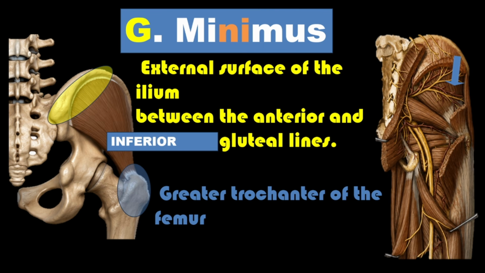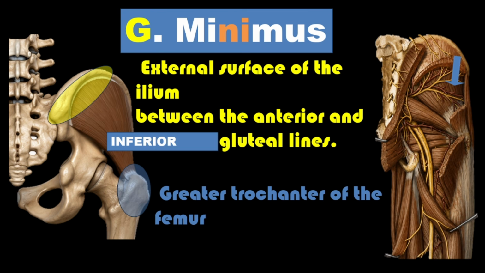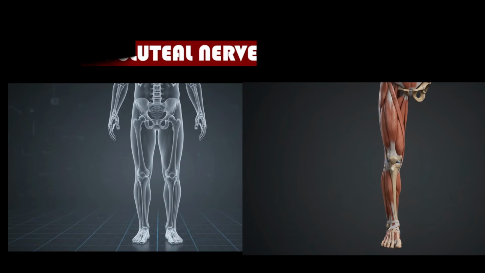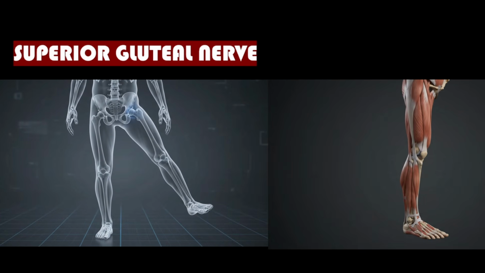Thus, while the gluteus medius originates from the external surface of the ilium between the anterior and posterior gluteal lines, the origin of gluteus minimus is between the anterior and inferior gluteal lines. These two muscles insert on the greater trochanter. Both are innervated by the superior gluteal nerve, and both will abduct and medially rotate the thigh at the hip joint.